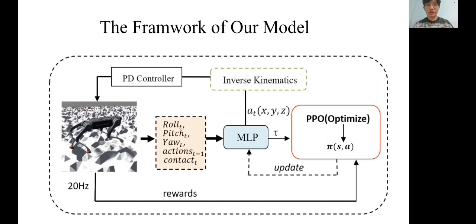The MLP we used has 3 layers, which contain 400, 200, and 100 hidden units, respectively. And the sensors we used are the IMU and foot contact force sensor. They are also very easily available in the real world.